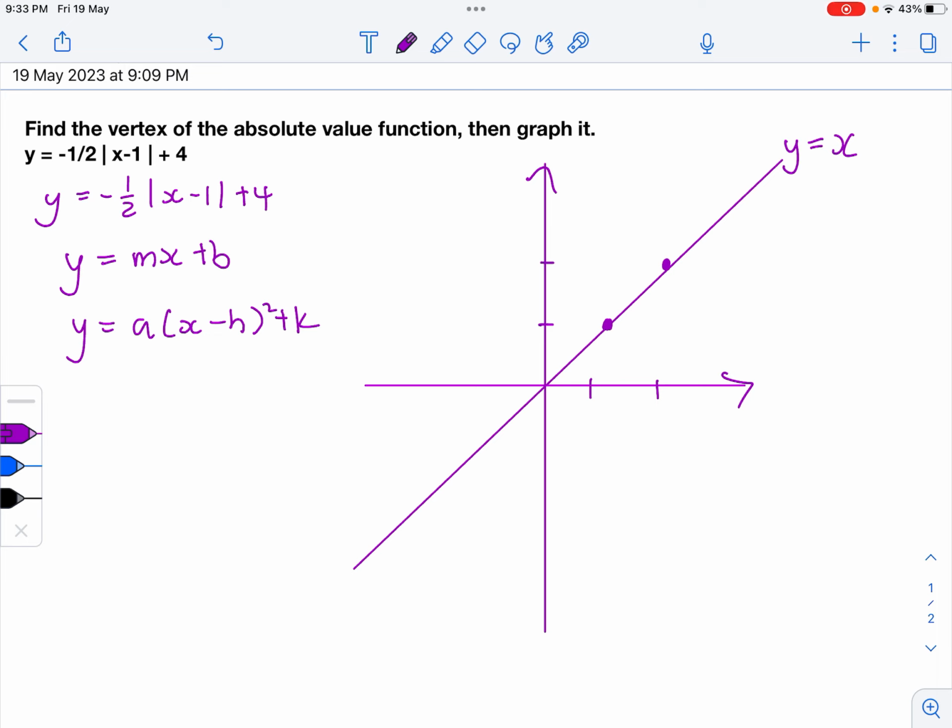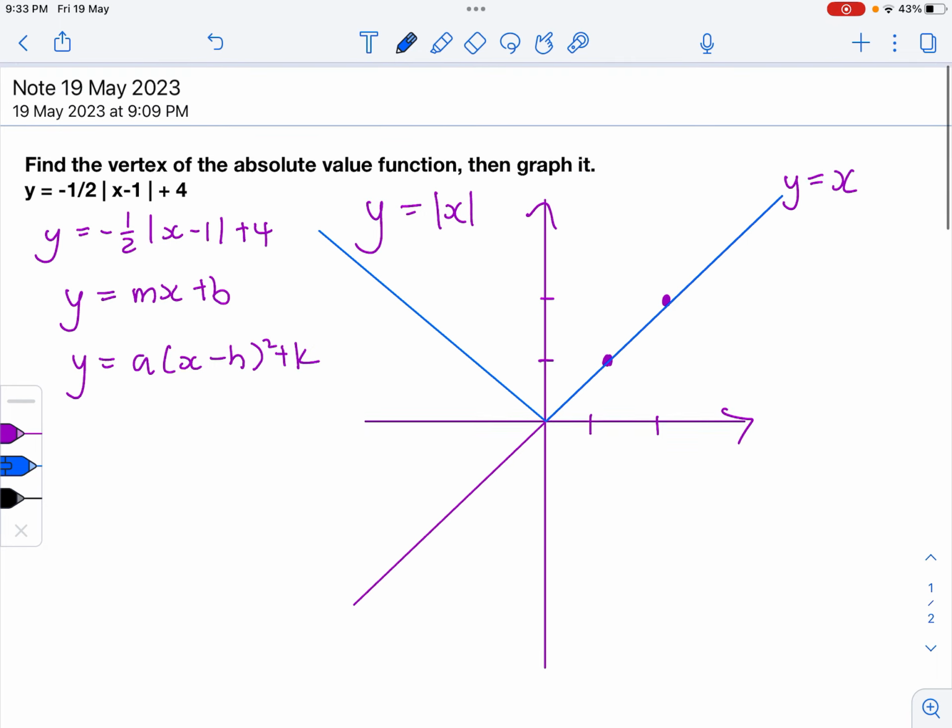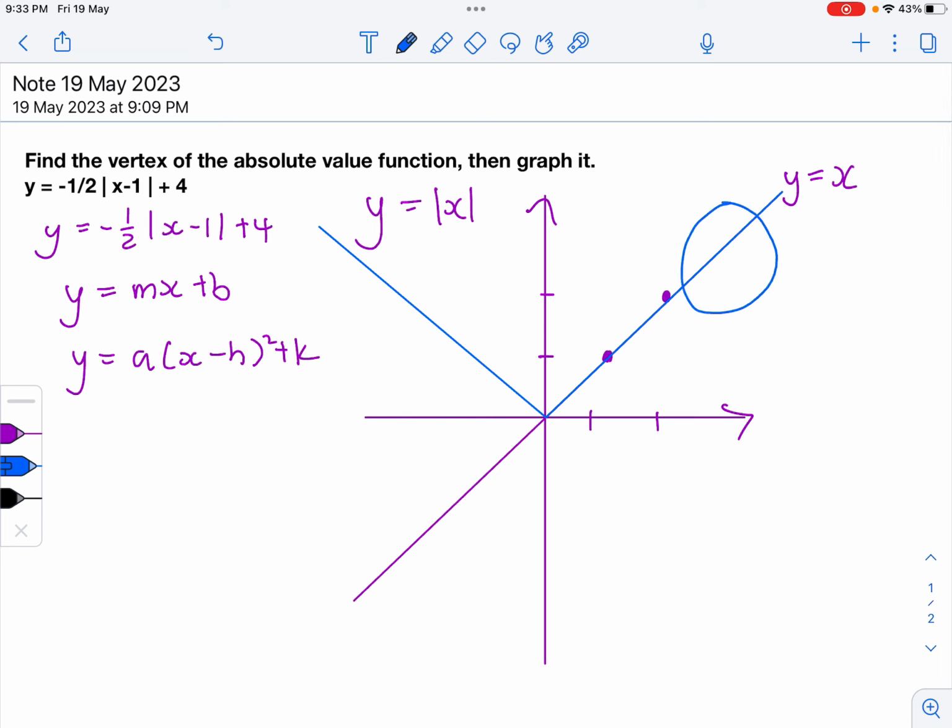And if we take a look at the normal absolute value function, which is just y equals the absolute value of x, we have something like this. And if you notice, these two lines are both straight lines. At the same time, some of you may wonder that it looks kind of like a parabola, except that it's not curved, it's straight. Well, both descriptions are right, but it is an absolute value function.